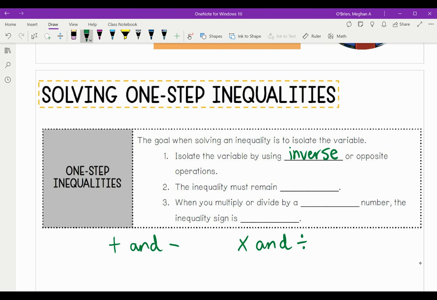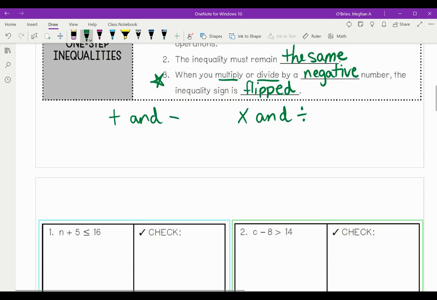Step 2, the inequality must remain the same. Step 3, when you multiply or divide by a negative number, the inequality sign is actually flipped. That is just something that we need to remember. It's just an extra step that equations didn't have. So you'll see that in a couple examples here in a few minutes. But other than that, the steps are the same, which is awesome.